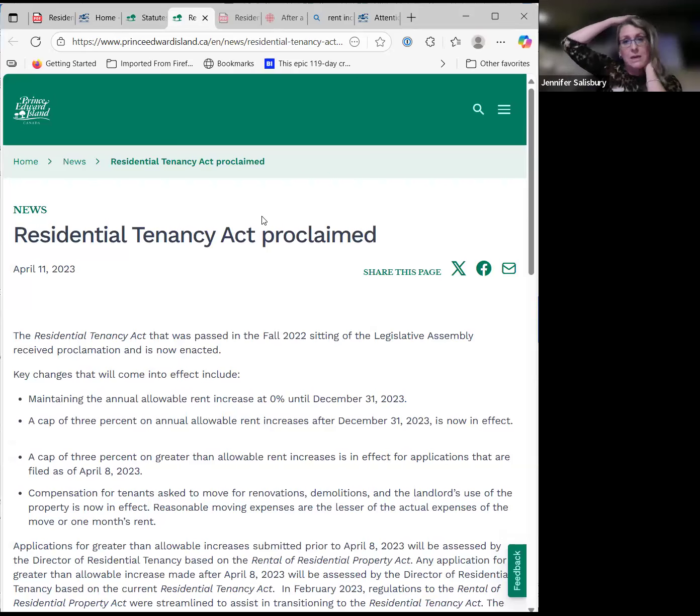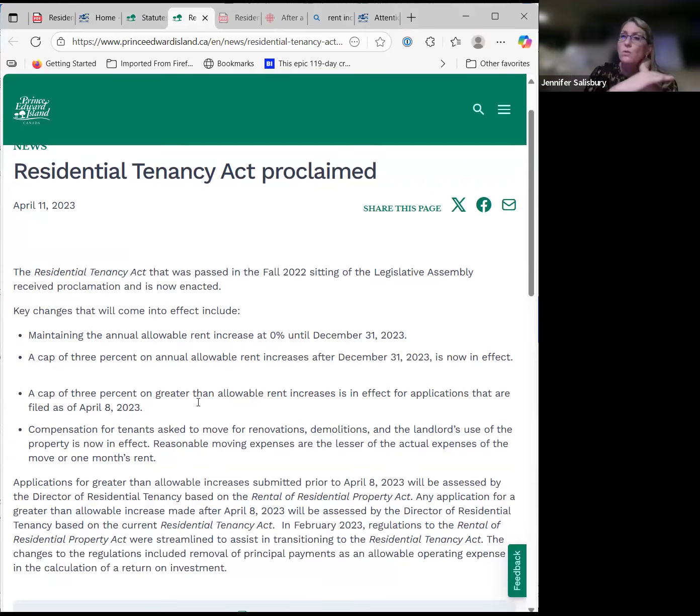So the PEI Residential Tenancy Act was proclaimed. It was originally written, I think, 30 years ago. It was a long time ago, and they redid the Tenancy Act that we just went through. They redid it in 2022, and this is an article from 2023 that was talking about all the differences in the old version of the Tenancy Act versus the new version.